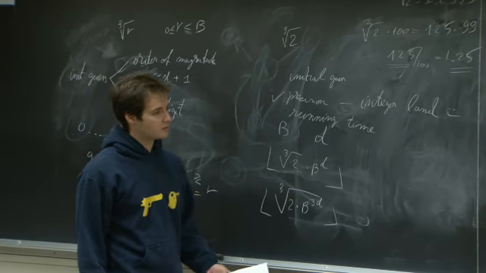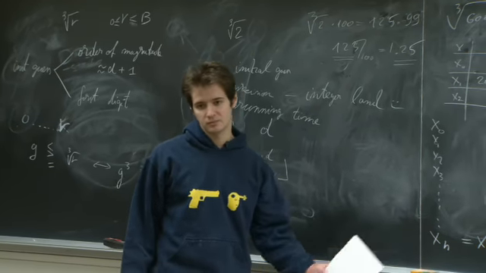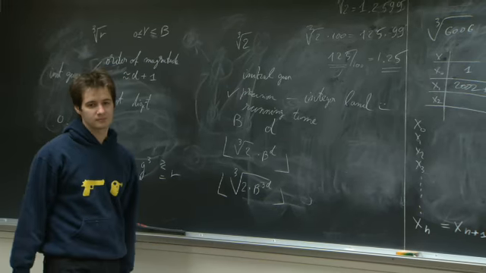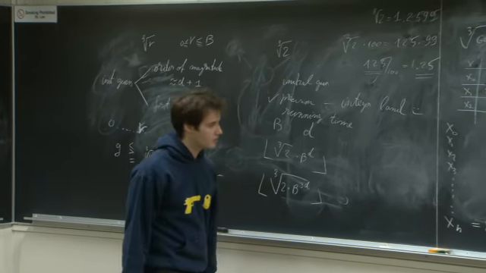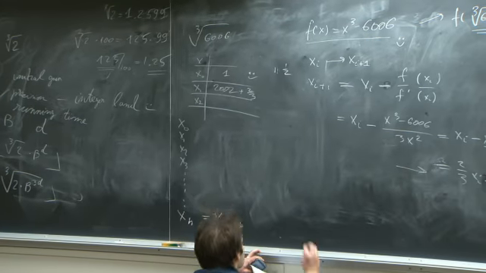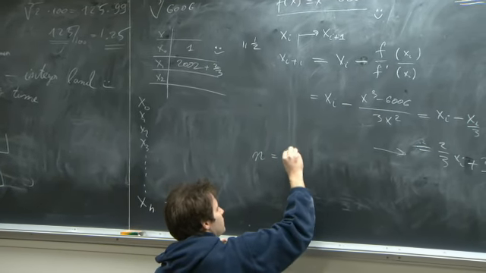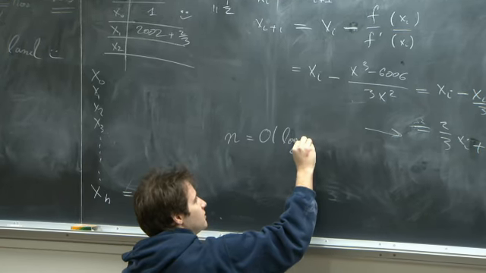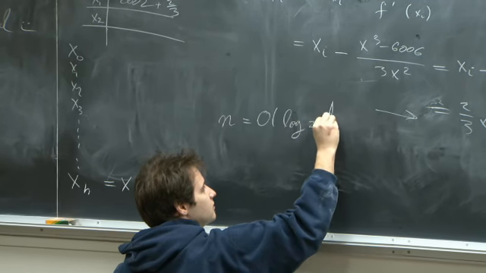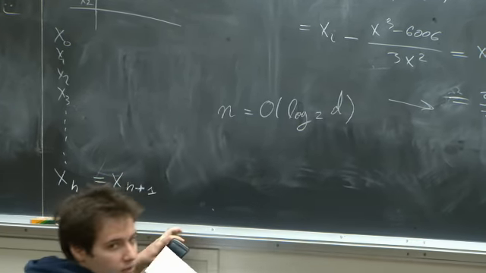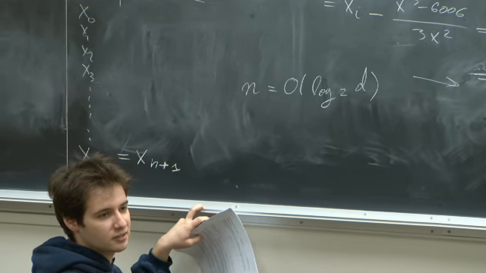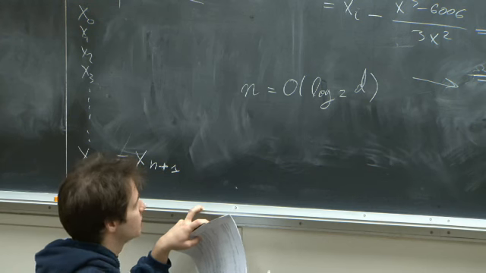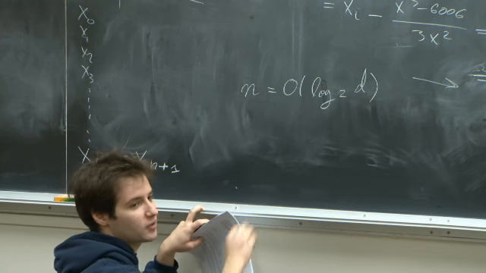Okay, so how fast does this work? What is n? When am I going to stop? Log base 2 of d. So n is log d, because the number of correct digits in my approximation doubles every time. So after log d steps, I have the right answer.